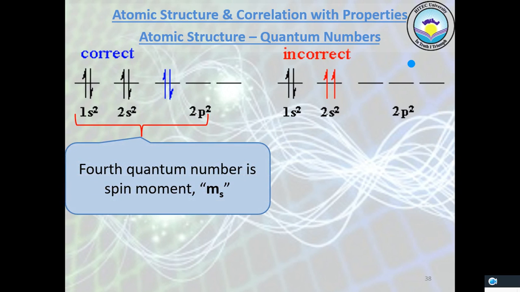And the fourth quantum number is the spin moment. If we talk about the spin moment, we can say that the maximum number of electrons that can exist within one orbit is 2. The spin quantum number is represented by ms, and electrons not only orbit but they can also spin.